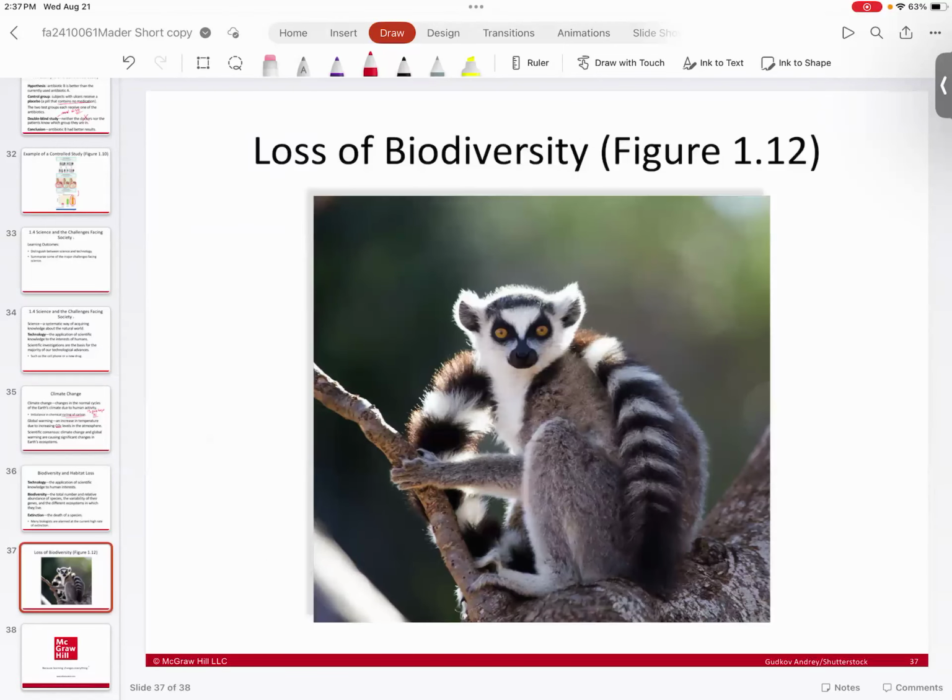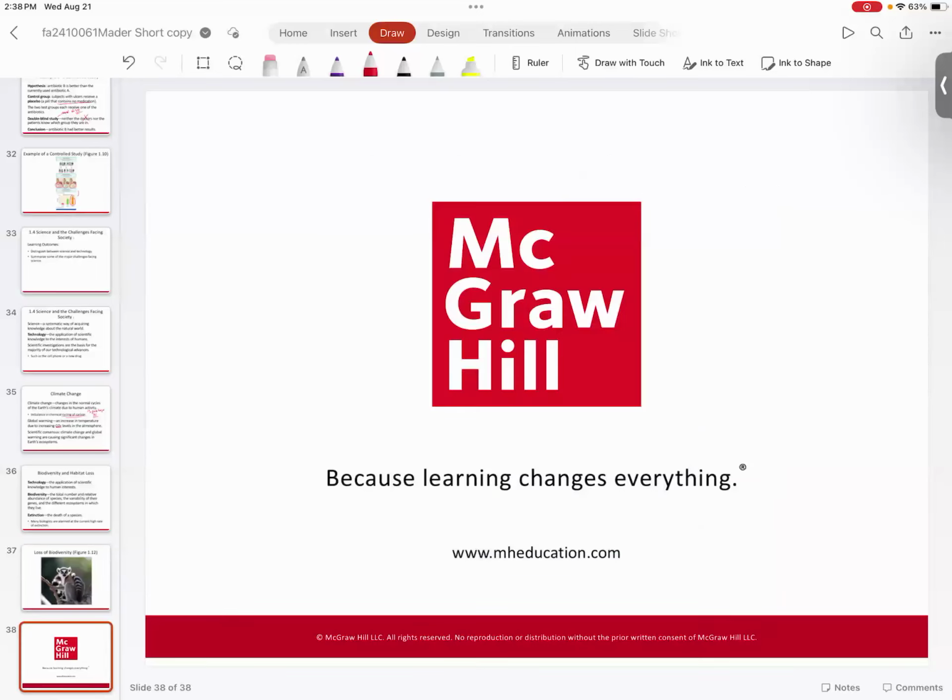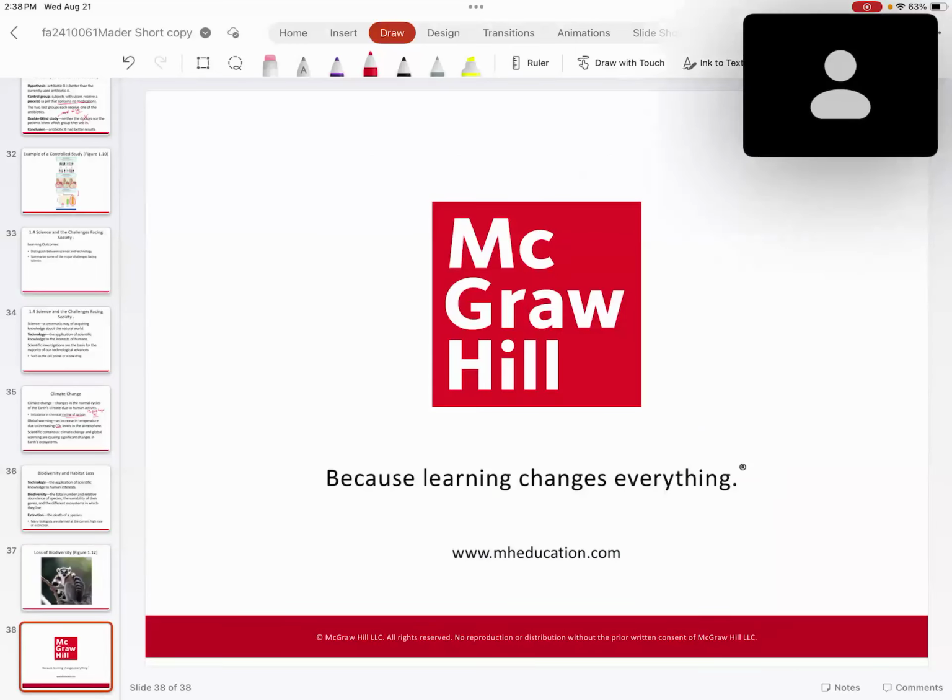Like this little guy right here, our ring-tailed lemur. You can see these guys at the Denver Zoo. These guys are in danger. You can see them on Madagascar, but they're very, very endangered. So they're kind of cool to see at the Denver Zoo. Okay, so there's that. That is chapter 1.